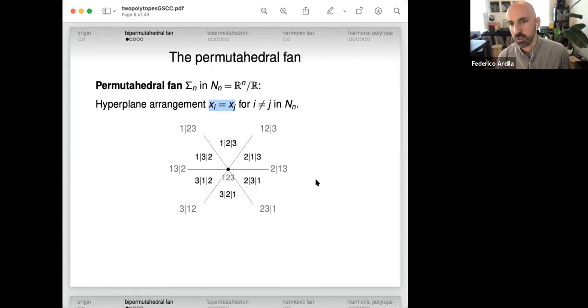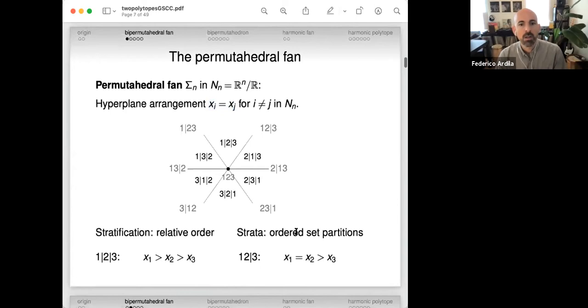In other words, the permutations. So for example, this region right here corresponds to the points which have x2 bigger than x1 bigger than x3. And this is what I'm calling the stratification of the space in terms of the relative order. x1 bigger than x2 bigger than x3, for example, corresponds to this region right here.